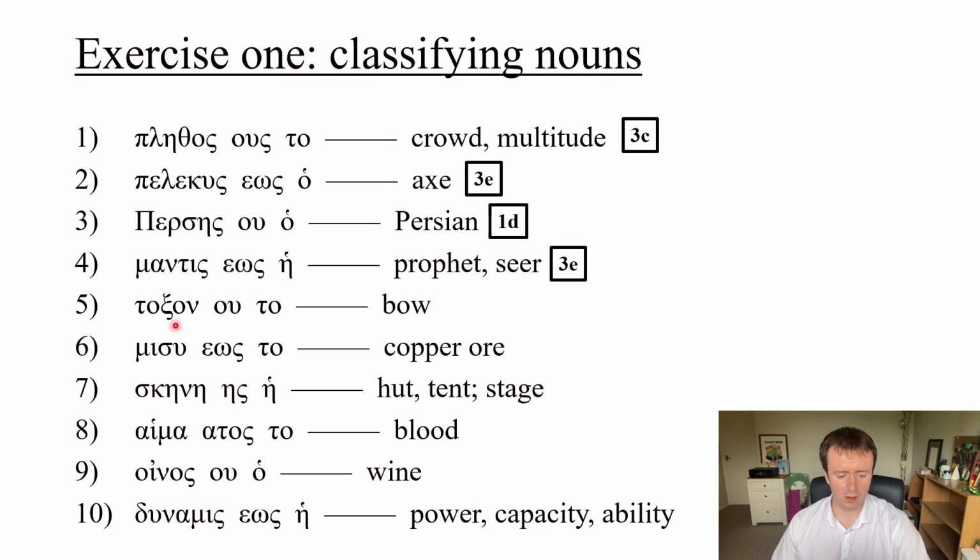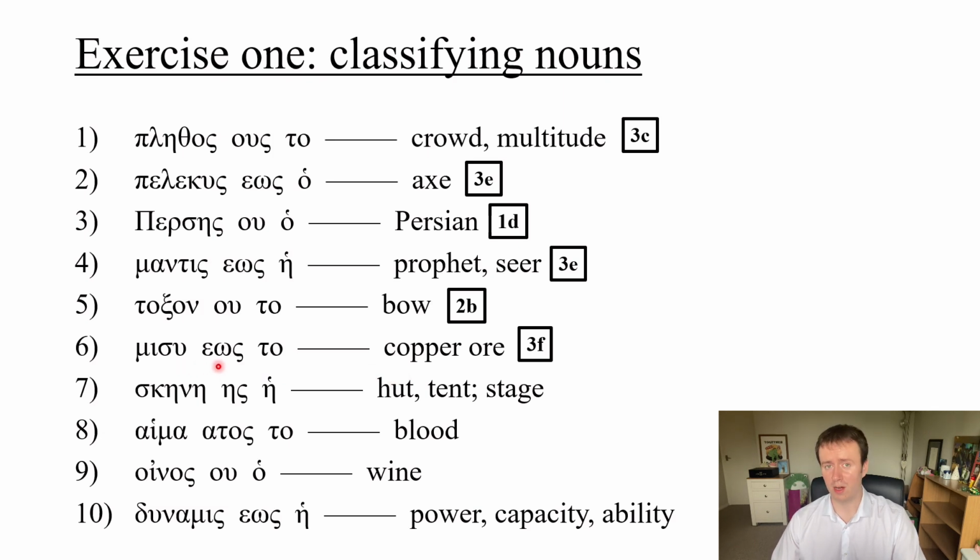Number 5 is toxon, which means bow. Toxon is a 2B noun. We know that because the nominative singular ends in -on and the genitive singular ends in -ou. The 6th one is misu, which means copper ore. Misu is a 3F noun. We know that because its nominative singular ends in -u and its genitive singular ends in -eos.